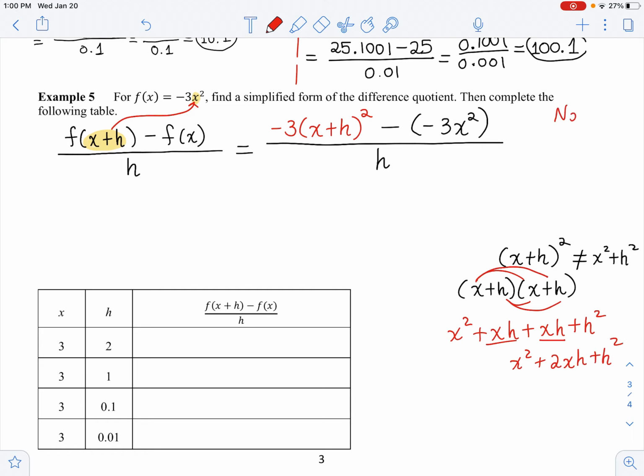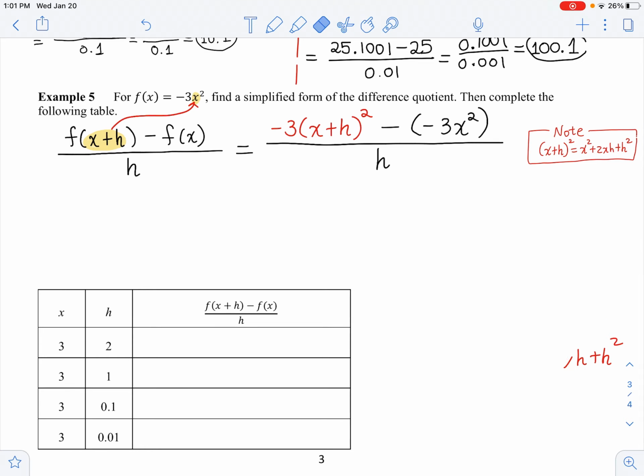So make a note. I want you to know this and memorize this, that x plus h squared is equal to x squared plus 2xh plus h squared. Okay, I need you to know that, because you will see this very often when we are finding difference quotient of a quadratic function. You will see x plus h squared, and we don't want to FOIL it out every time we see it. If you know it, we can just keep on using it.